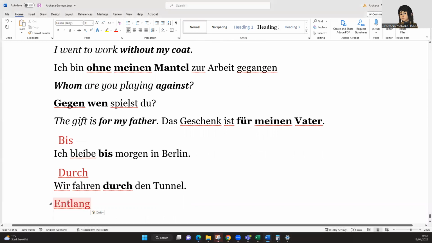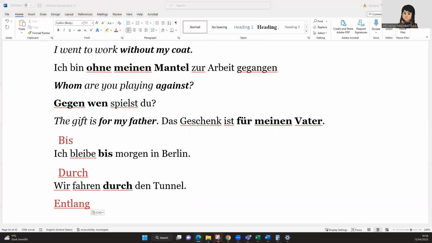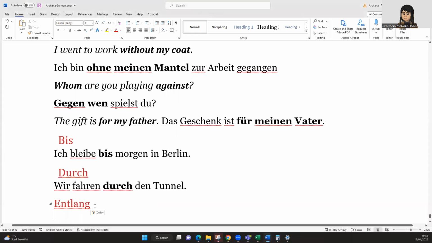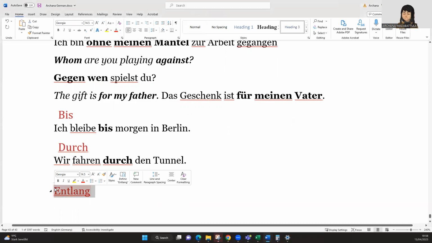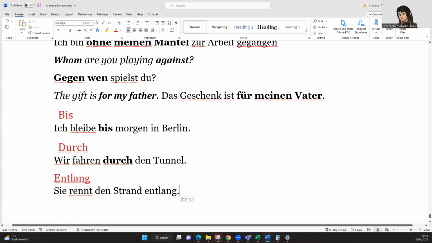Entlang means along. She ran along the beach: Sie rennt den Strand entlang. This is rarely used, but entlang means along. Strand means beach. So entlang means along the beach. She ran the beach along.